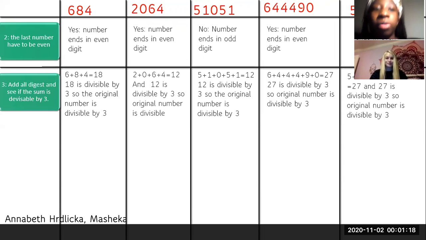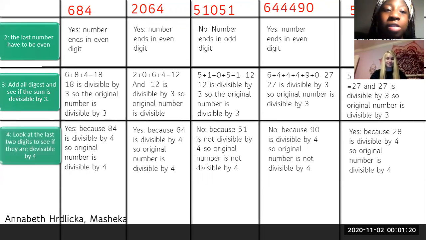2 and 3 are actually simple to solve. For 2, you just have to see if the last digit is even or odd. For 3, you have to add all the digits and see if that number is divisible by 3.